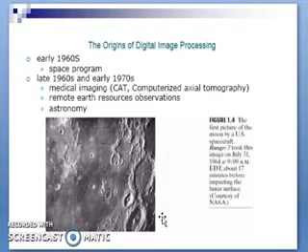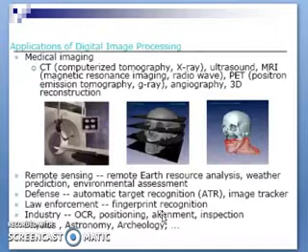The origin of digital image processing was in the early 1960s for the space program, and later after the 1960s and 70s came medical imaging, CAT, computerized axial tomography, and remote earth resources observations and astronomy.